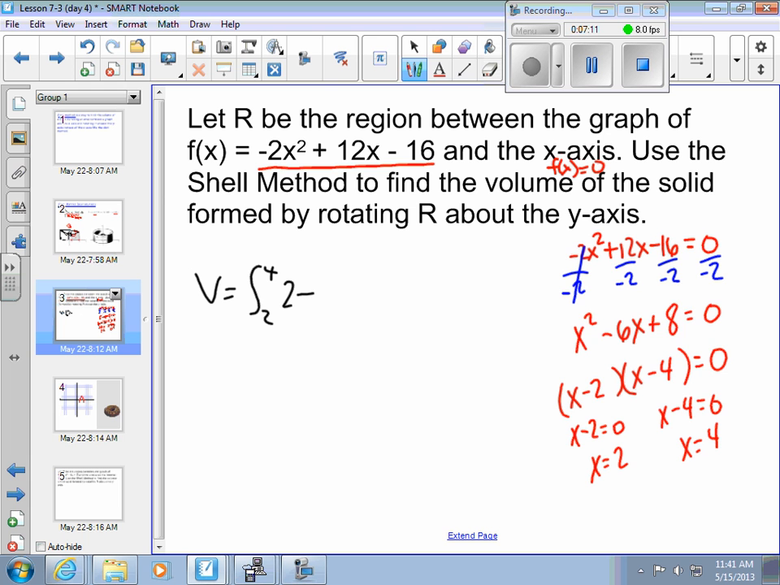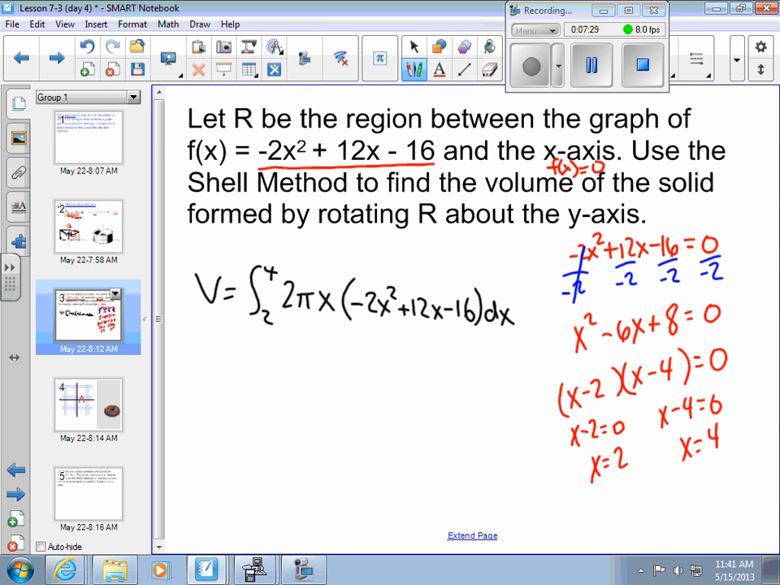2 pi x is always going to be part of the shell method. You're always going to write that in there, 2 pi x times our function, and our function in this one is the -2x squared plus 12x minus 16.